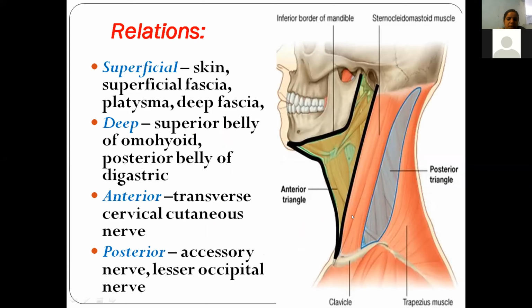Superficially, this sternocleidomastoid is related to skin, superficial fascia, the muscle we see in the neck region just below the skin, platysma, and then we have deep fascia. Once you remove this sternocleidomastoid, in the deep part of the sternocleidomastoid, I will show all these muscles as we proceed. For now, you just try to remember the names. Superior belly of omohyoid, posterior belly of digastric.